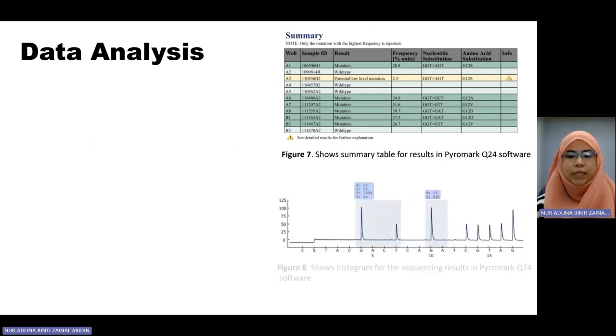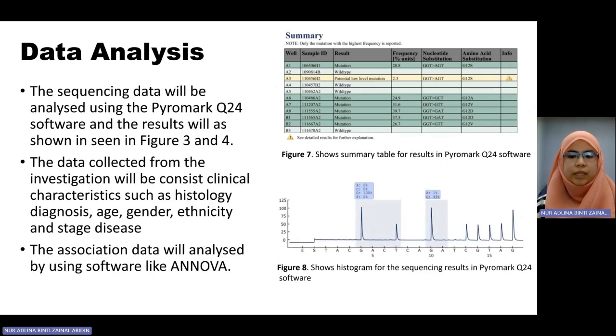The sequencing data obtained from the PyroMark Q24 sequencer will then be analyzed in the PyroMark Q24 software, where examples of the analysis being done can be seen in Figure 7 and 8. Each peak in Figure 8 represents the nucleotide found in that specific region and the changes that have occurred. Besides the sequencing data, collection of data from the patient's demographic and clinical outcomes will also be recorded to obtain the prevalence and association between the KRAS subtype mutation variables and the patient clinical characteristic variables. All of this data will then be plugged into software like ANOVA for further analysis and presentation.